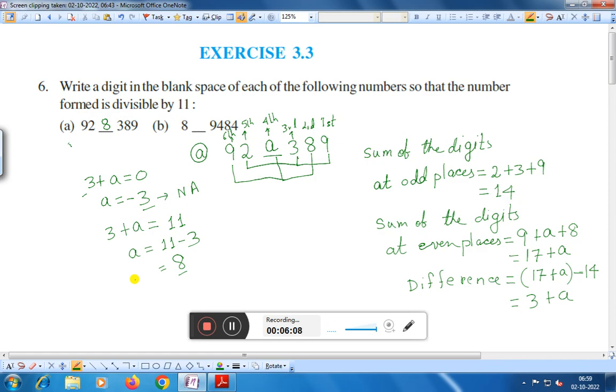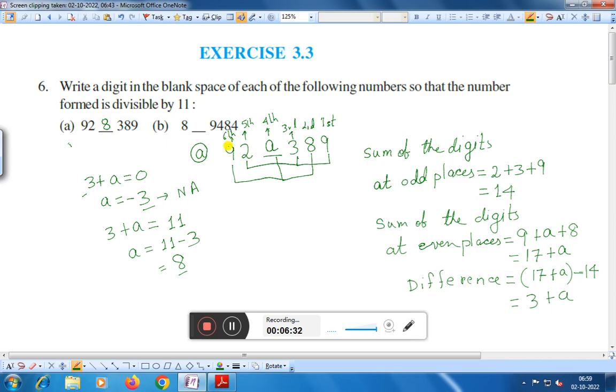Now what is the divisibility rule? The divisibility rule is that the difference should be either 0 or a multiple of 11. Now if we take the difference as 0, that is 3 plus a is equal to 0, then a is equal to minus 3. But you cannot put a negative number here. You have to put only a positive number. Therefore, minus 3 is not applicable in this case.